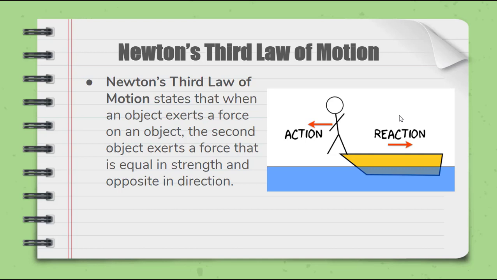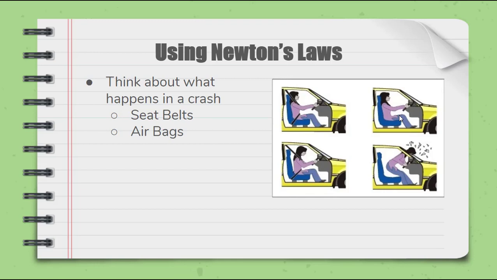But a good example is actually when you get off of a boat. When you get off of a boat, you're exerting a force going one direction while the reaction is the opposite direction. Same thing when you row a boat. When you row a boat, you apply force one direction, but the boat actually moves in the equal and opposite direction. Think about what happens in a crash when utilizing Newton's laws.